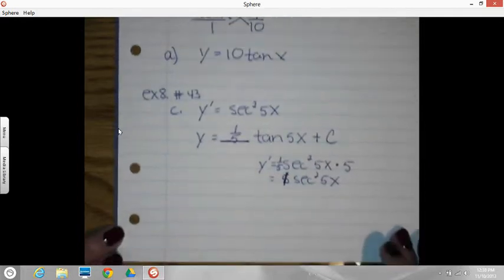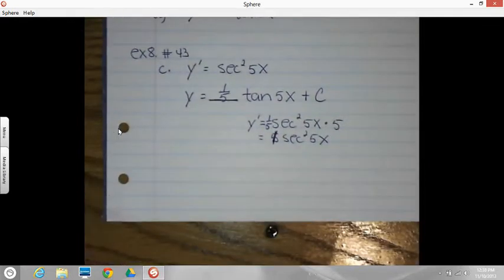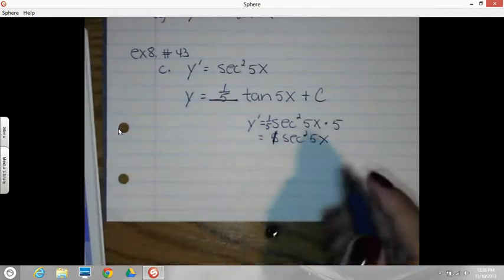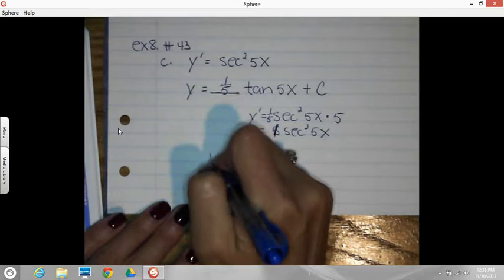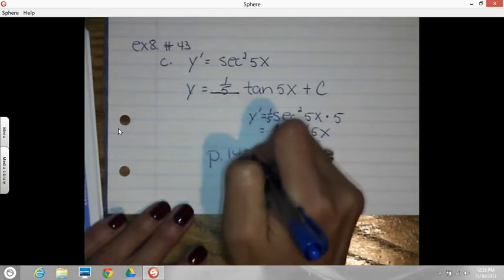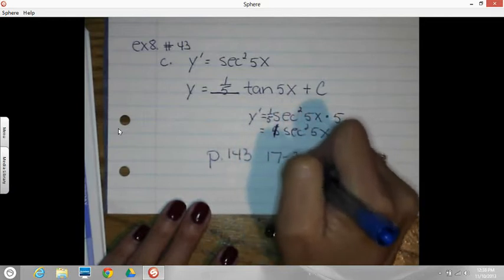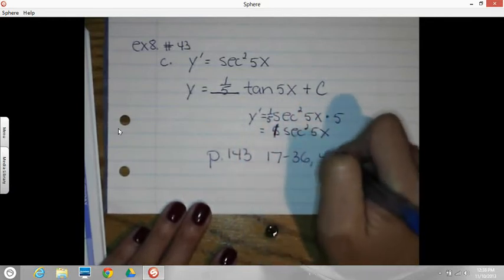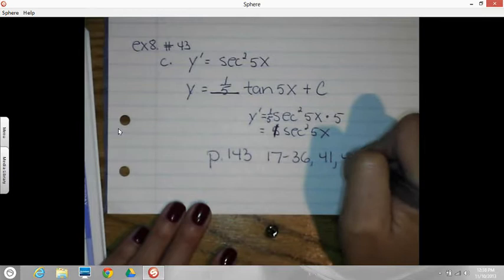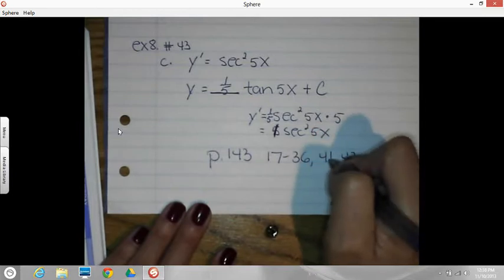Okay, your assignment on this section is going to be page 143, 17 through 36, and pick up 41 and 43. And we already did part A on this one, and we did part C on this one.